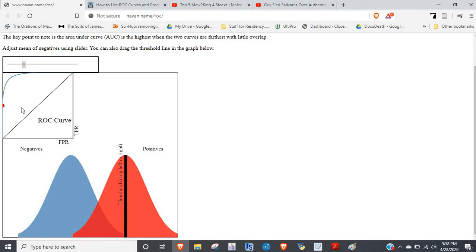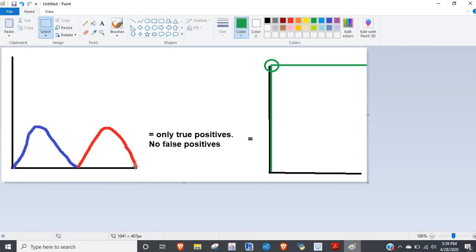And just one more time, in case you were wondering, what would we have to do to get this little red dot maxed out right here so we have 100% sensitivity? What would we have to do? Well, you would have to have no overlap. So that way all the negatives are negative and all the positives on the test are actually positive. And again, that would look like this.